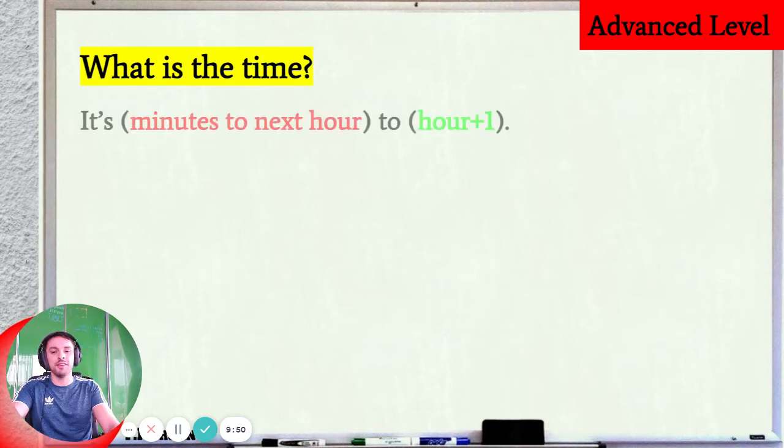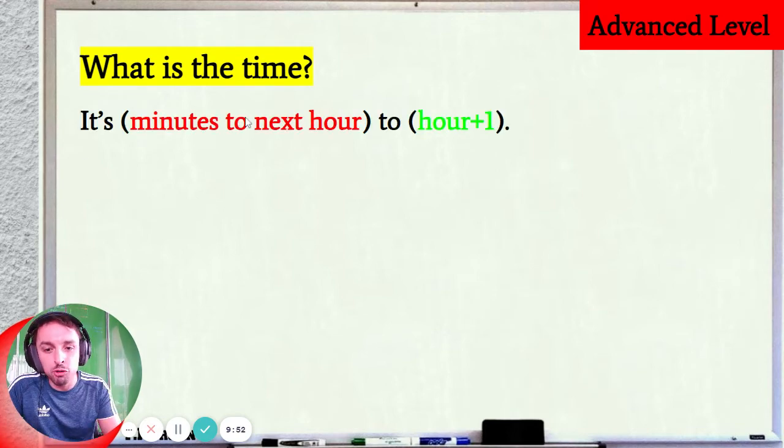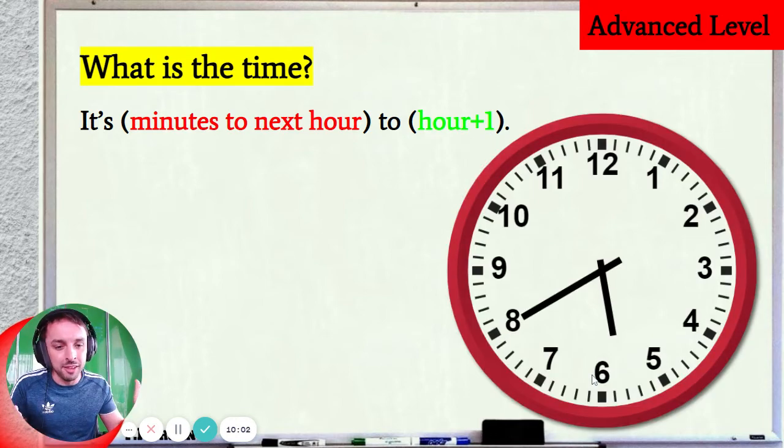It's minutes to the next hour, to the hour plus 1. Okay, I know that sounds complicated, but I'll explain. It's the same clock, it's 5:40, but the minutes to the next hour: how many minutes until the next hour? From here to here. So that is 5, 10, 15, 20.